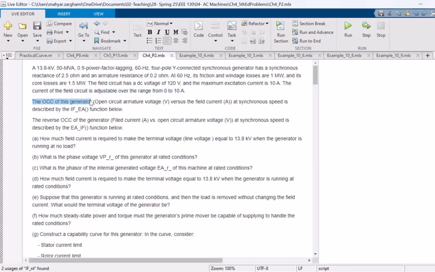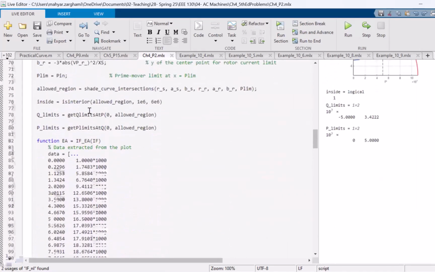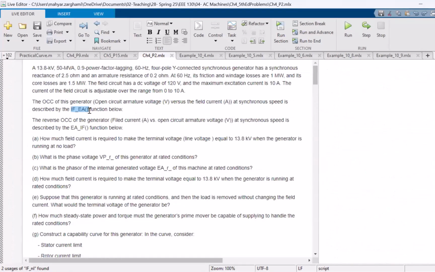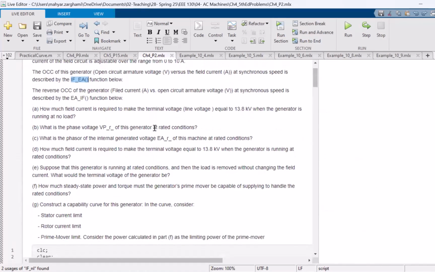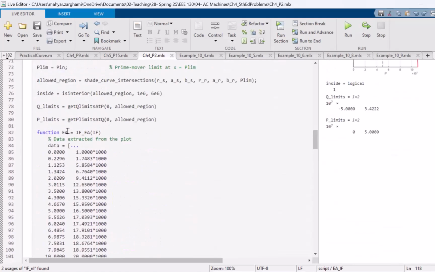The open circuit characteristic of this generator is shown through this IF-EA function. This is the function that you've seen in previous problems. And the reverse one is shown through EA-IF. So in EA-IF, you give the voltage and you get the excitation current. On the other one, IF-EA, you give the excitation current and you receive the EA.